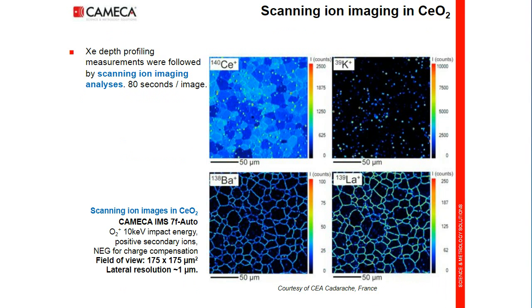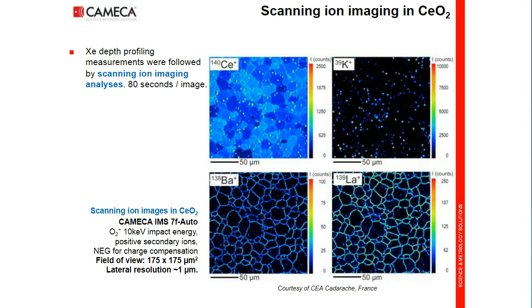On this sample, surface mapping of cerium and contaminant species has also been obtained by SIMS. Scanning and imaging analyses were performed using similar conditions as for depth profiling, but with a very small primary beam current in order to achieve a lateral resolution around 1 micron. The image field of view, which corresponds to the raster size, was set to 175 by 175 microns. Ion images were recorded for potassium, barium, and lanthanum contaminant species, as well as for cerium matrix species. The acquisition time for each image was 80 seconds.